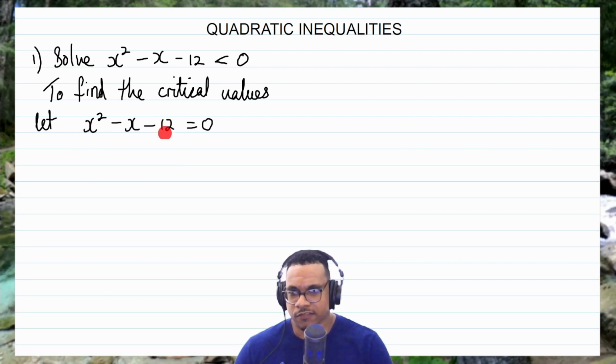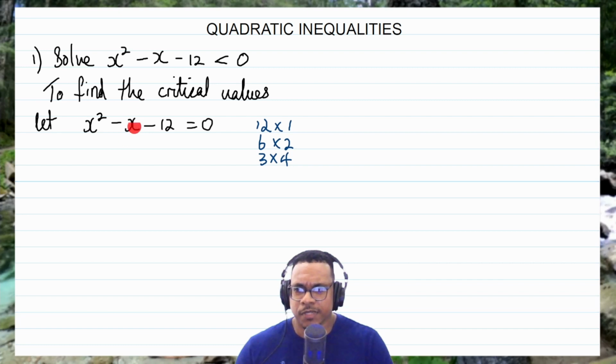So now we're going to solve this quadratic. So I'll find my factors of 12. So that'll be 12 by 1, 6 by 2, and 3 by 4. Now we'll see which one of these, when we add or subtract, we will get this middle term here, which is negative 1. So this negative x means negative 1x. So 12 and 1 could never give you negative 1 if you add or subtract. Likewise, 6 and 2 could never give you 1. But 3 and 4, you can get 1. Now we want to get negative 1. So we'll say 3 take away 4.